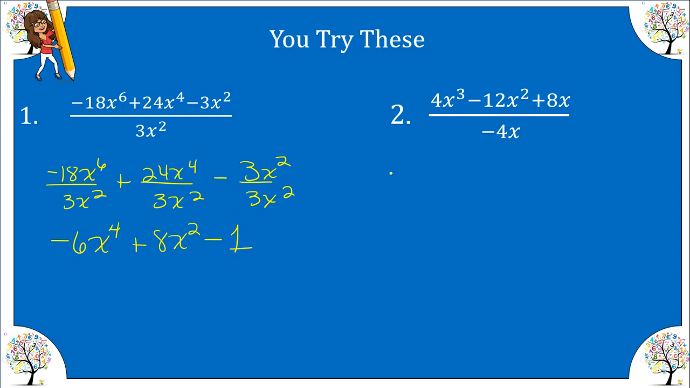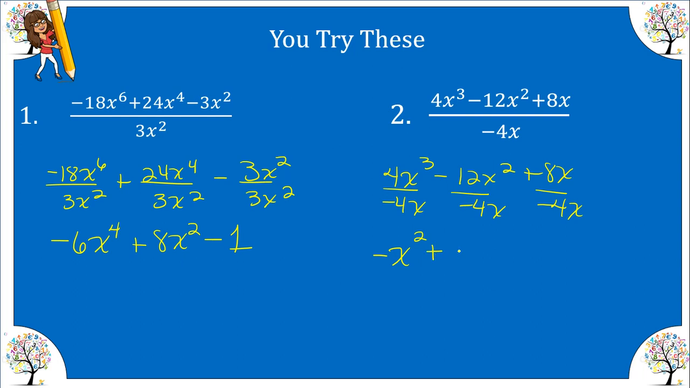And our last one here, 4x to the third minus 12x squared plus 8x, all divided by negative 4x. So we have 4 divided by negative 4, so we have negative 1x squared. We have a negative divided by negative, so that is plus. That's going to give us 3x. And then we have minus 2.